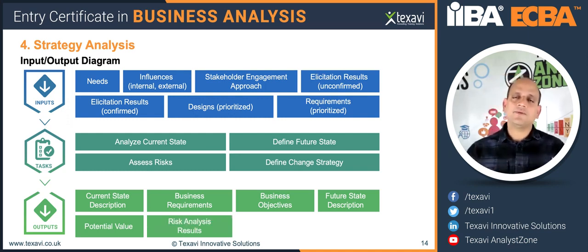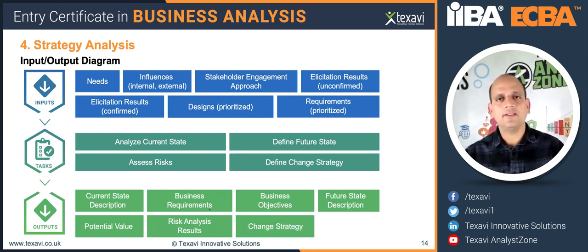And then risk analysis results. Obviously, the risk register, the risk mitigation plan, all of that would again come in as an output from this knowledge area. And obviously the change strategy, very important, because it sets the path that we need to take so that we can address all the risks and challenges that we have identified, and make use of the resources that we have so that we can achieve the vision for the to-be state.